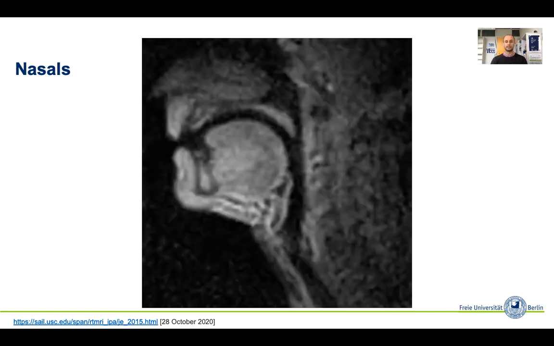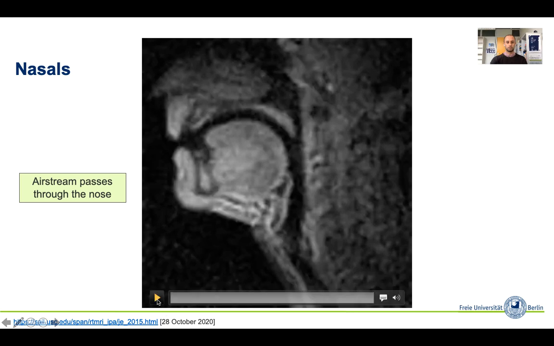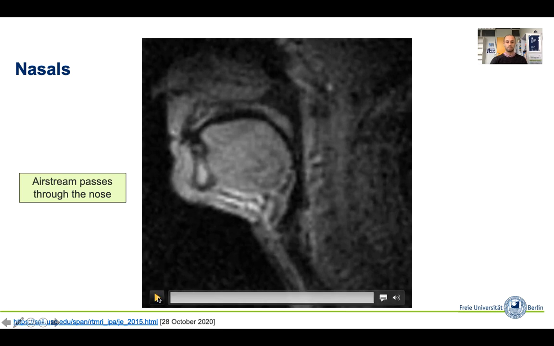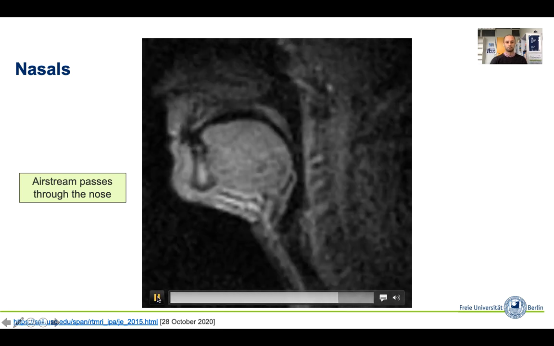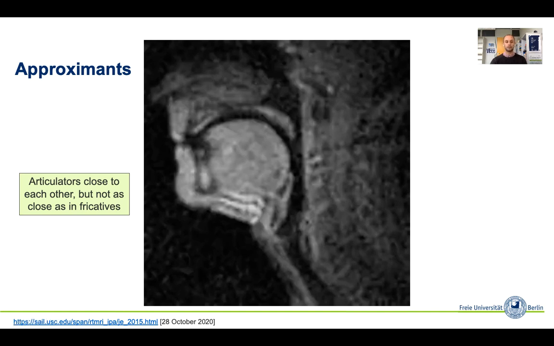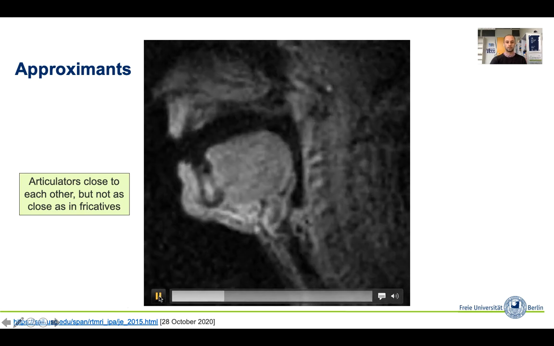Nasals, where the sound is not produced in the oral cavity, but in the nasal cavity. Ama. The sound m. Now an approximant, which, as you know, the articulators are close to each other, not as close as in the case of fricatives. Aya. y, right? Aya.